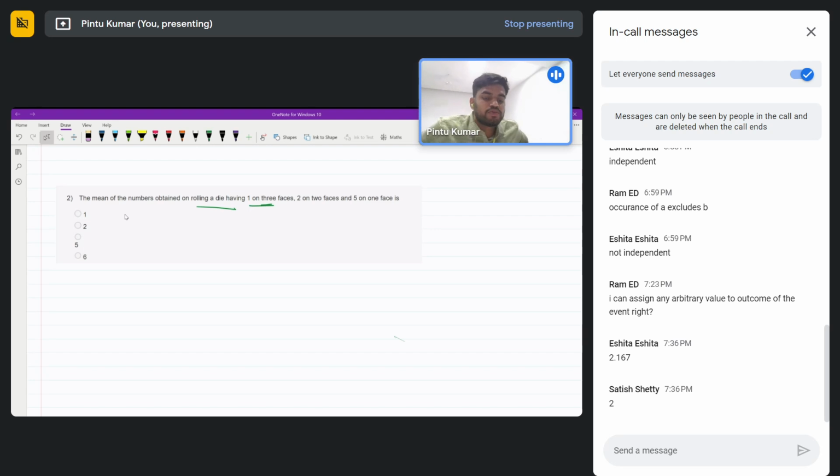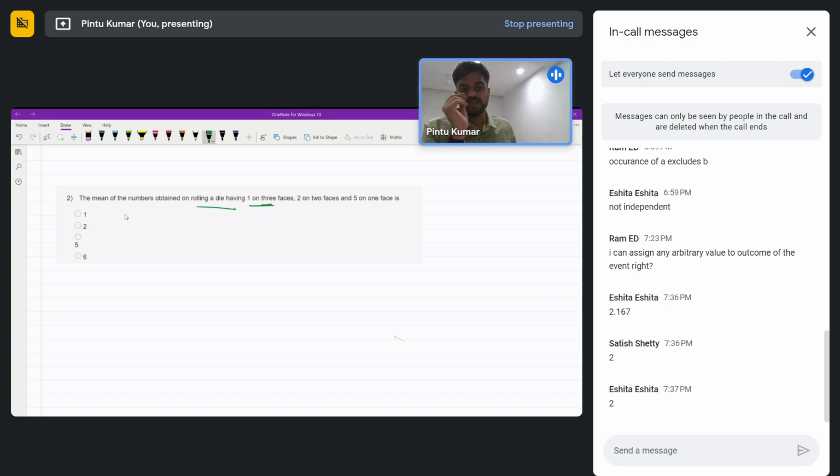Okay, let's try solving this question. If you have only 1, 2 and 5 on the faces, your random variable can take only 3 values, that is 1, 2 and 5, right? You have 1 on 3 faces, so the probability of getting a 1 is 3 by 6. The probability of getting 2 is 2 by 6 and the probability of getting 5 is 1 by 6, right?